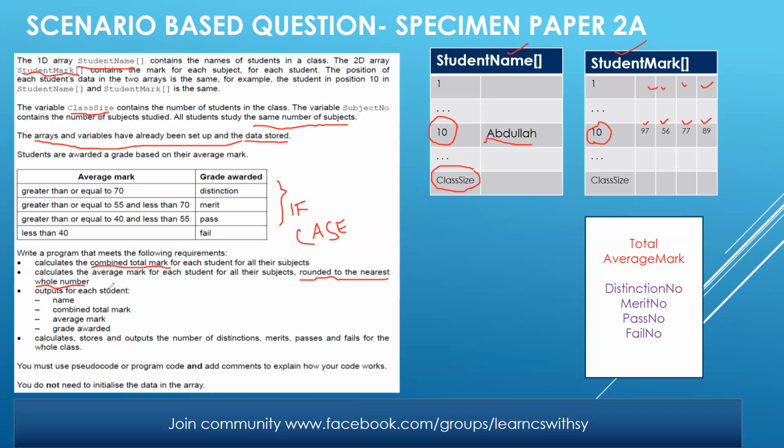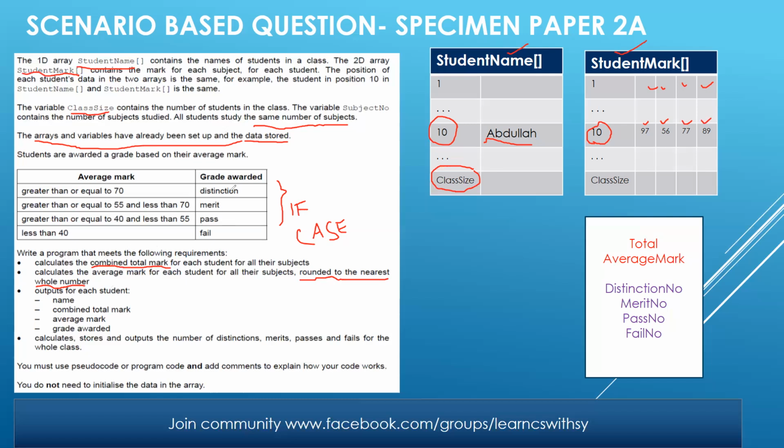Student 1, till the class size, we are going to add all the marks that the students have scored, and we are going to find out the total for each student. And once we are done with the totaling, then we have to calculate the average mark for each student for all their subjects and round it to the nearest whole number. Clear? Now, output for each student. Now, this is the calculation phase.